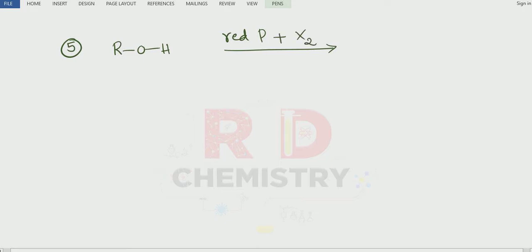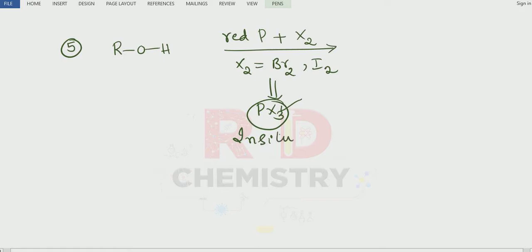Next one, fifth reaction: alcohol ROH reacts with the mixture of red phosphorus and the halogen X2. Here X2 is equivalent to bromine molecule, or it is I2, which means we are going to prepare PX3, but will not directly make it a PX3, but will prepare it from phosphorus and halogen. So this is known as the in situ preparation.